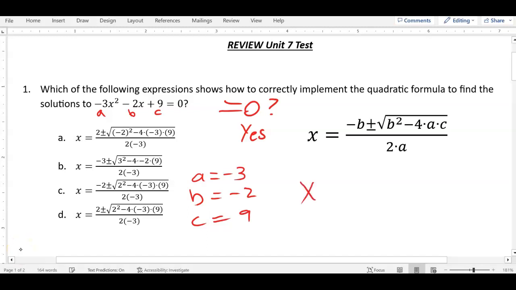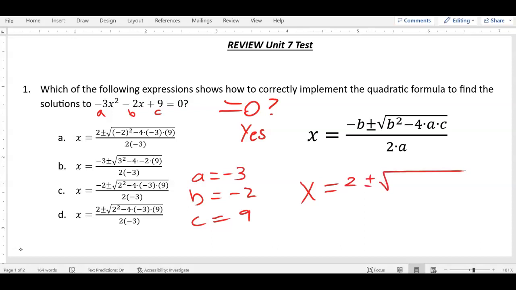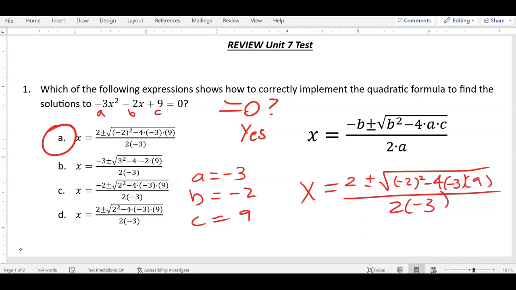So we're going to write the quadratic equation. X equals -b, so the opposite of b, which is -2, is a +2, plus or minus the square root of b squared. So that's b is -2 squared minus 4a, which is -3, c, which is +9, divided by 2a, 2 times -3. Now, you don't have to actually plug this in or anything, because we're just trying to see which one of these matches. Okay? And the best one that matches this is going to be A. Okay, matches it perfectly.